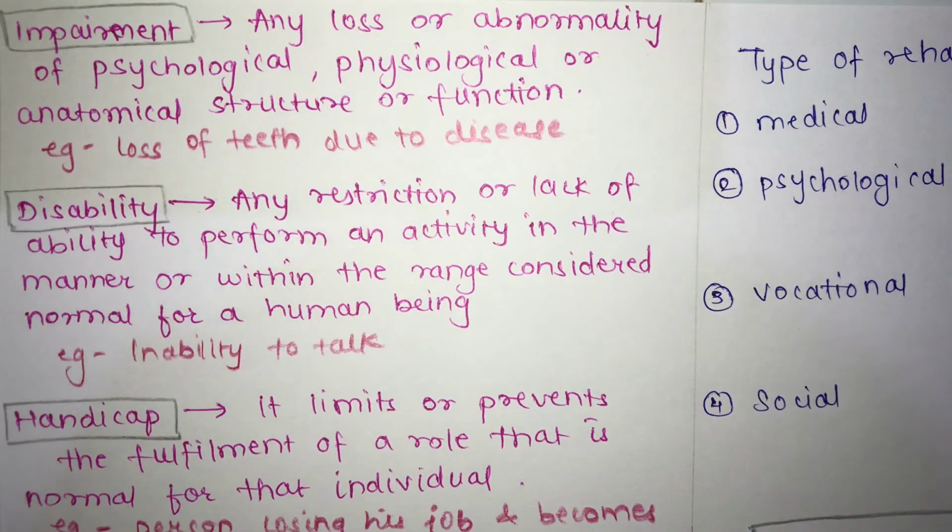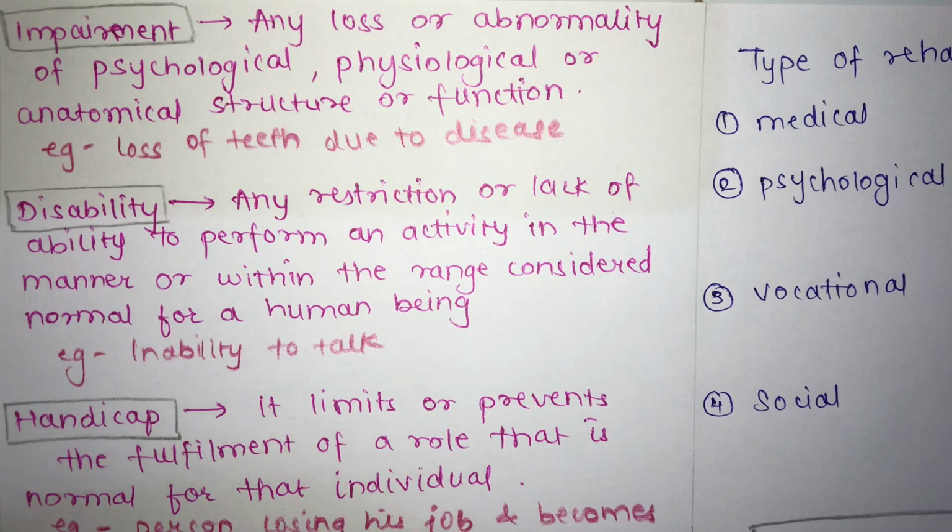Now what is impairment? Now you know what a disease is. This disease leads to impairment. Impairment is any loss or abnormality of the psychological, physiological or anatomical structure or function. For example, loss of teeth. The teeth are lost due to any disease, it can be caries, periodontal problems or anything. So a person who loses all his teeth, that is impairment.